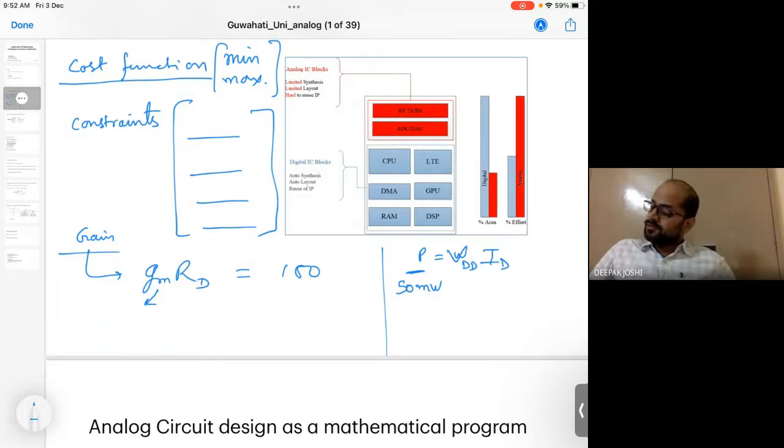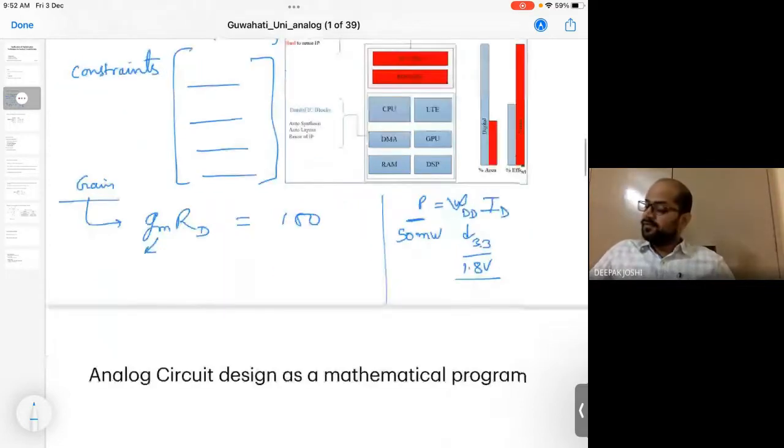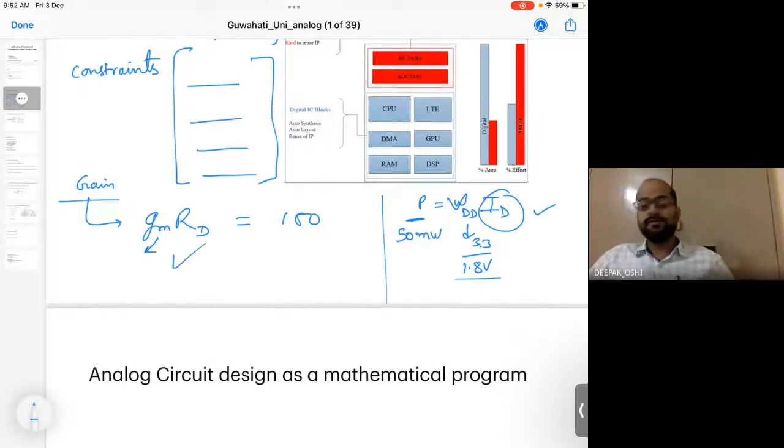Okay, so VDD is confirmed for a particular technology, let us say 180 nanometer technology. We can take 3.3 volt or 1.8 volt kind of VDD. Then we can find out the ID here, and then from ID we can find out some relation for W by L, and ultimately we will have to solve these mathematical equations for a particular transistor.